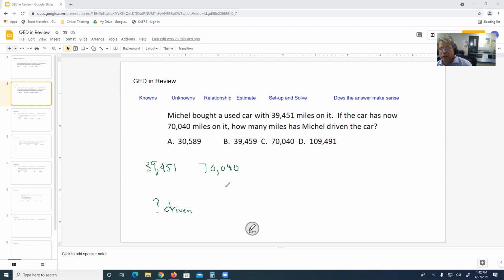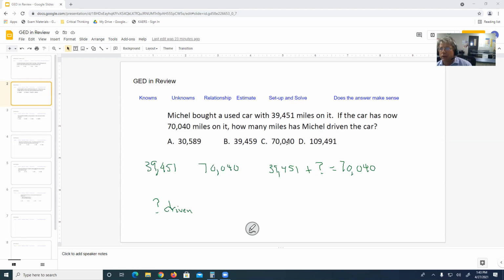So what I pick up on as the relationship is I'm at 39,451 when I bought the car. So I'm adding some miles onto it, which we don't know how many miles that actually is. But we do know at the very end, I should be coming up with 70,040. So what we pick up on is, something added to 39,451 should give me 70,040.